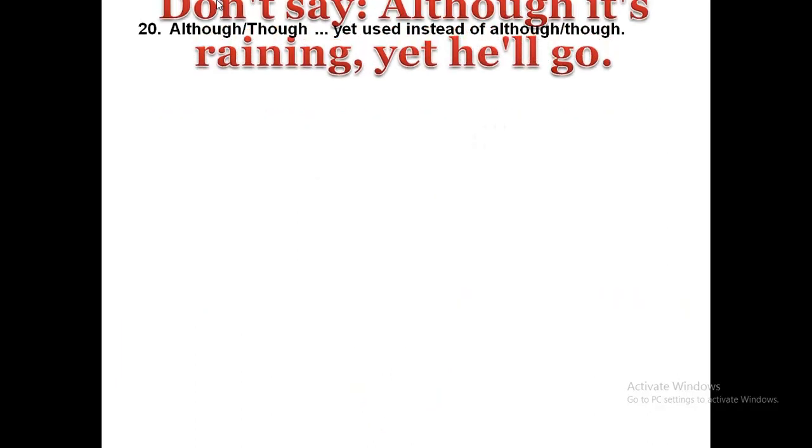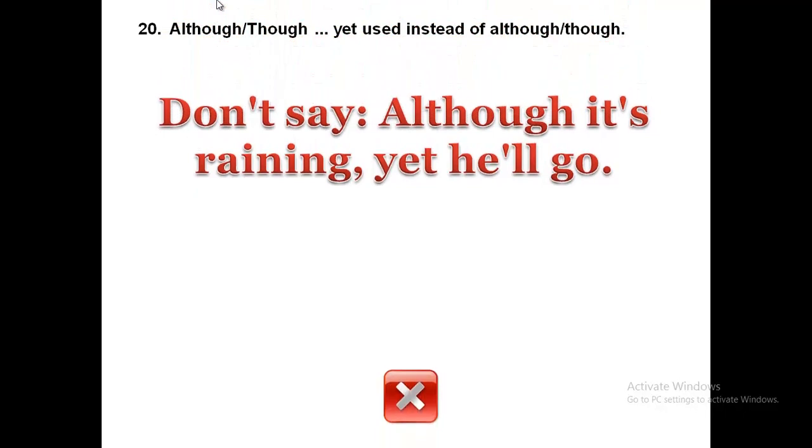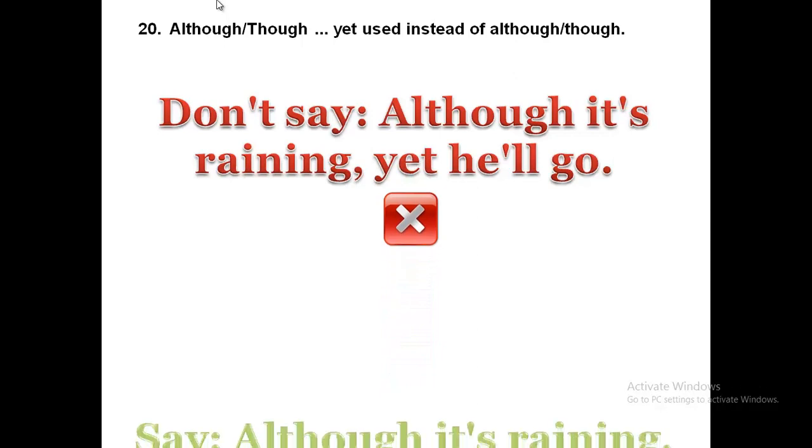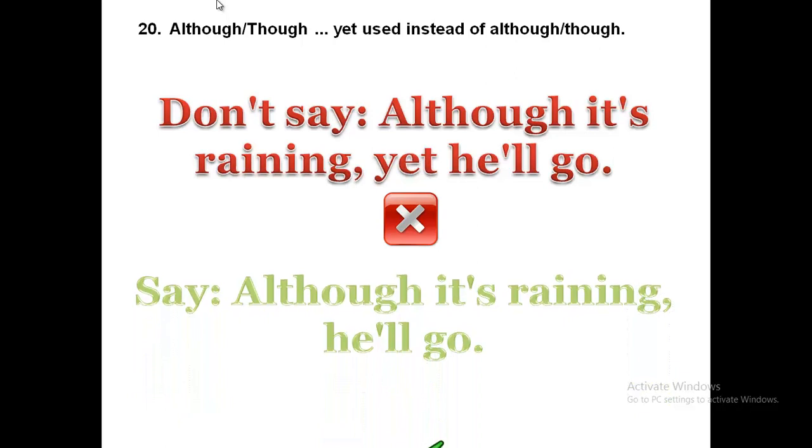Although, though, yet used instead of although. Although it's raining, yet he'll go. Simply say although it's raining, he'll go, which is correct.